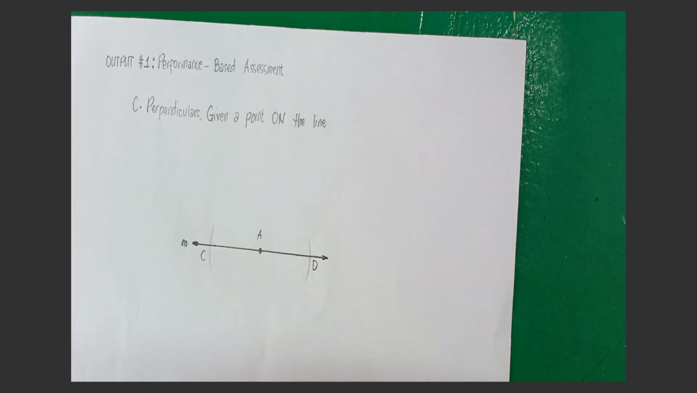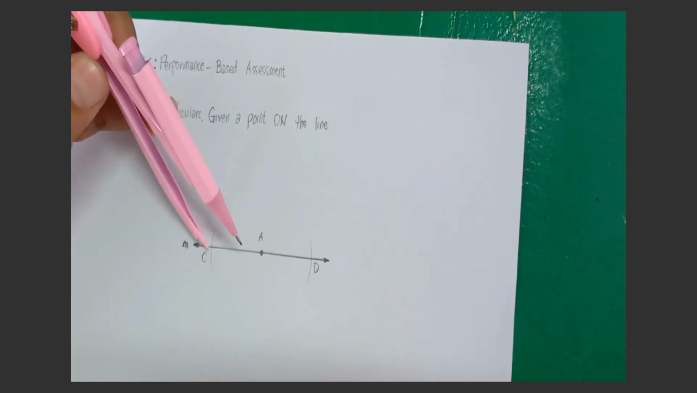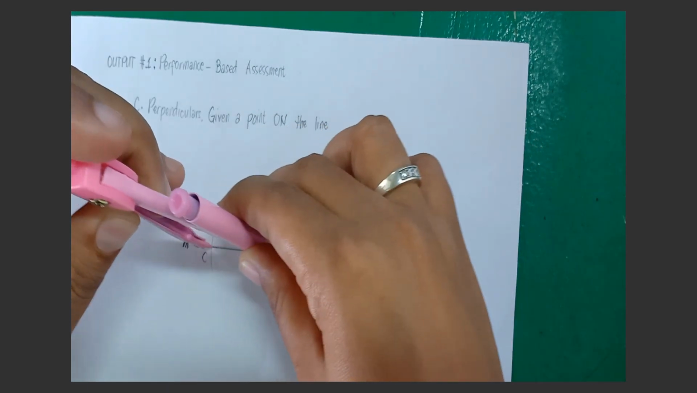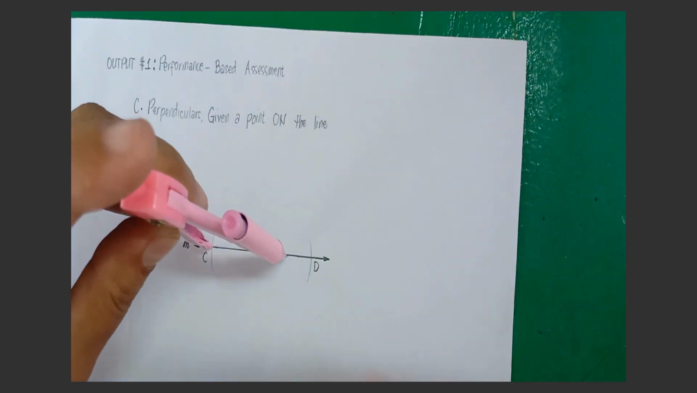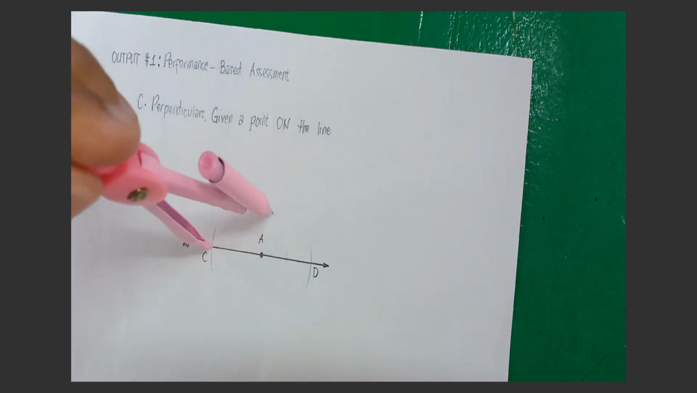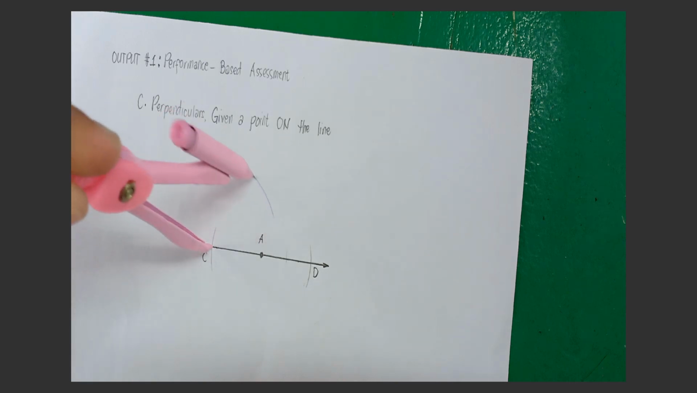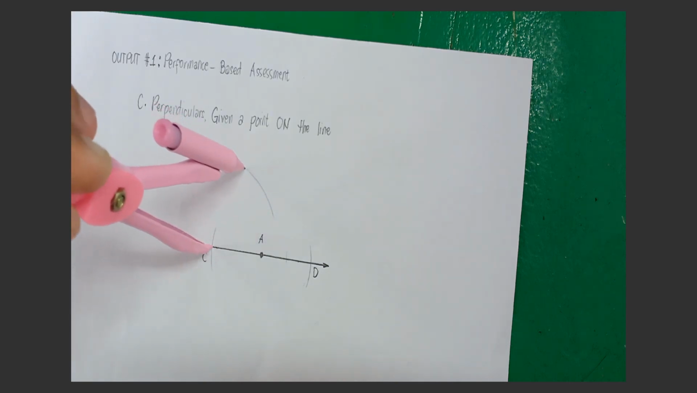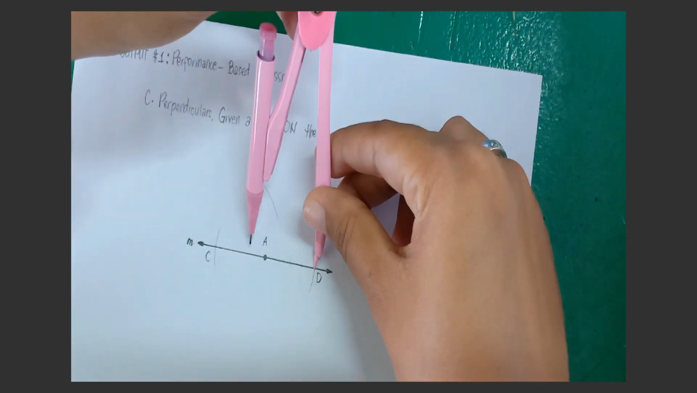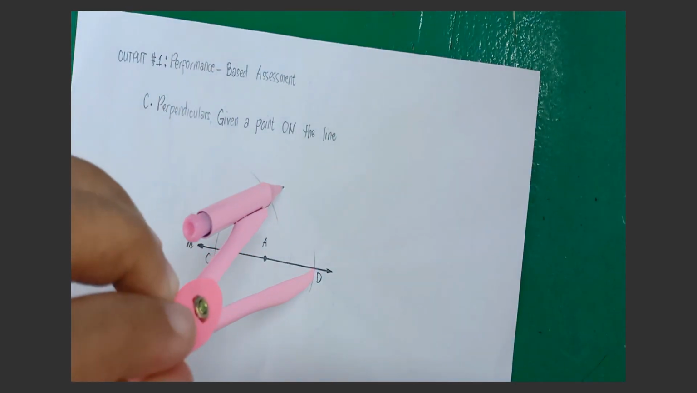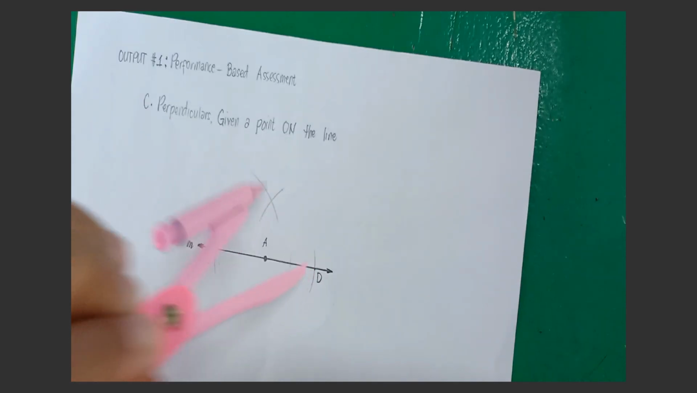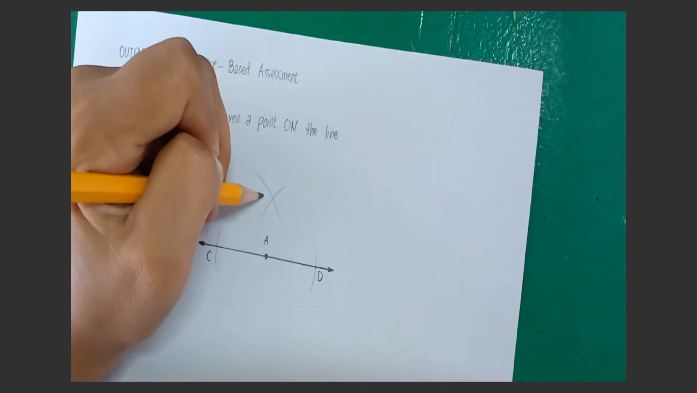Next, place the compass tip at point C and adjust the opening so that it's greater than 1/2 of CD, and draw an arc above M. You can have it like that or like that, but I prefer like this. So draw an arc above. Using the same compass opening, place the compass at point D and draw an arc above, intersecting the first arc. Then the intersection you have to label point X.